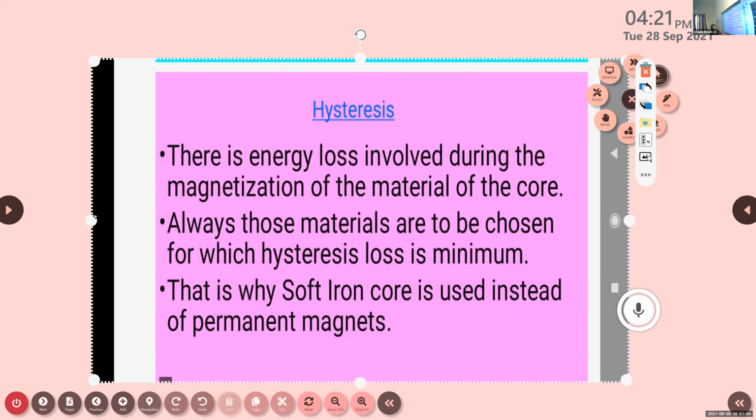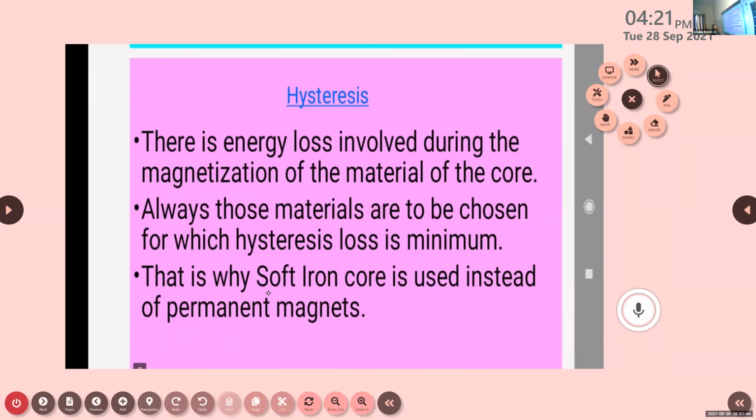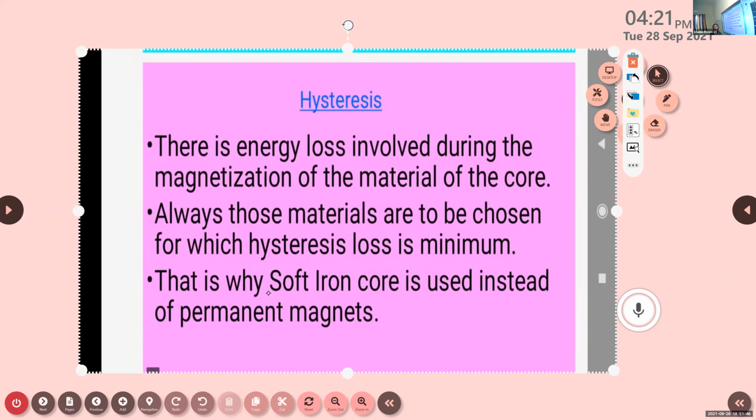And how can we reduce this hysteresis loss? For that, we choose materials which do not undergo magnetization. So we mainly choose the soft iron core. Instead of a permanent magnet, we choose a soft iron core and put it inside the coils, because the hysteresis of the soft iron core is minimum.